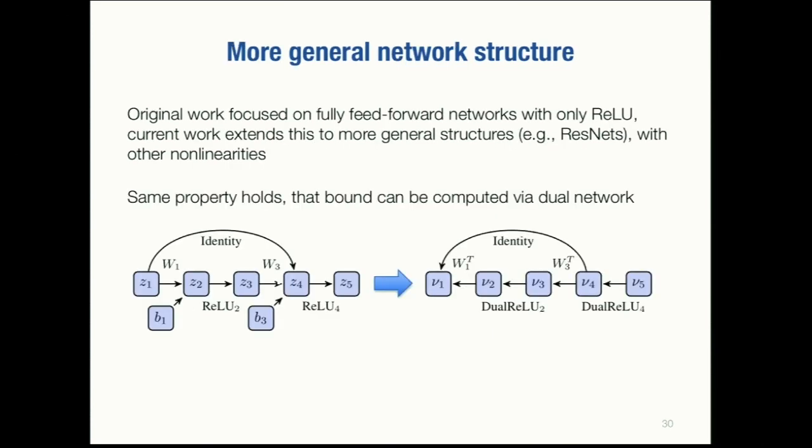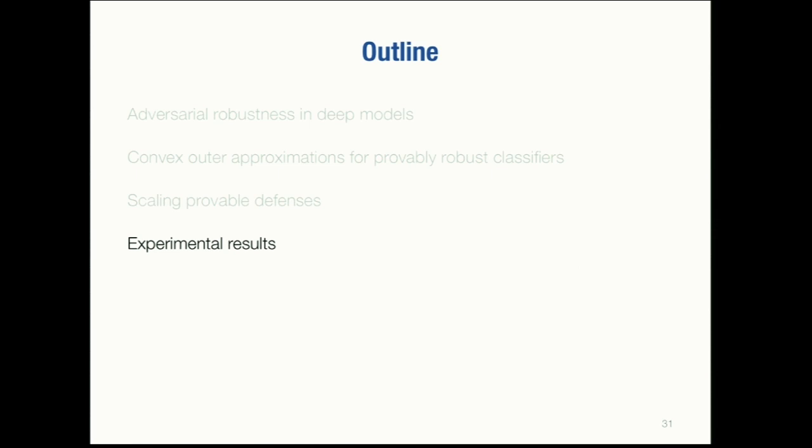The second is handling more general network structure. We talked about only feed-forward networks before, but it turns out the same exact thing applies to general networks. If you use a ResNet, then your dual network is just in the form of a ResNet, and everything works as it did before. All right, so let's now conclude with how this actually works.